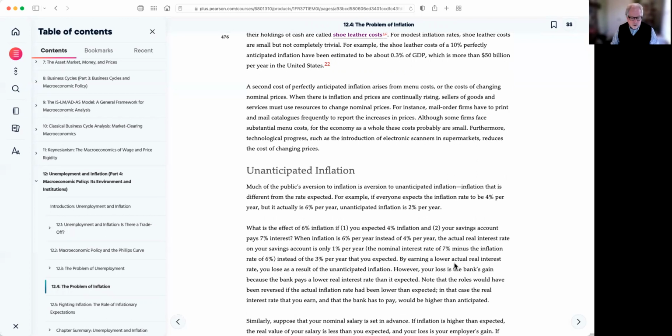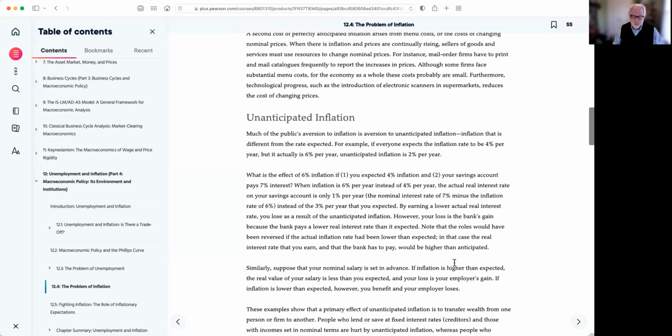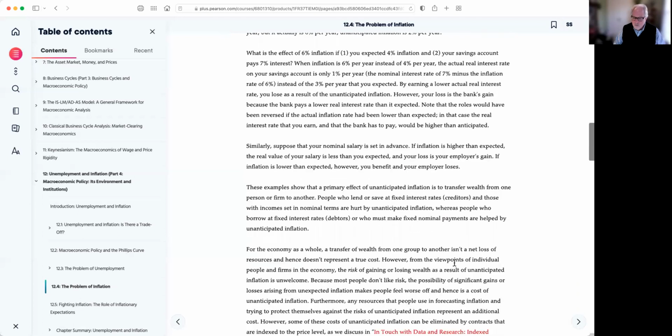But lenders are worse off. Overall, it's a trade-off. It's not a total loss. One person's gain is another person's loss, so that's not a cost for society overall. It's not necessarily a cost, but for the individuals involved, it can be and would be.